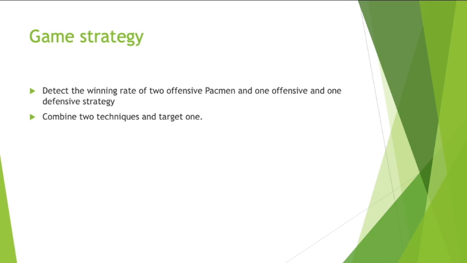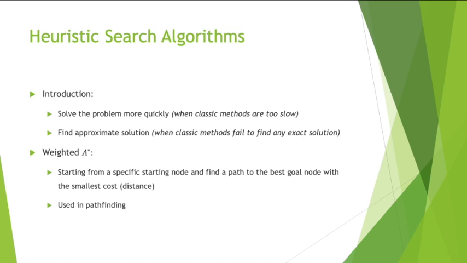Finally, we combine these two techniques and we choose two offensive agents with defensive strategy. Heuristic search algorithms solve the problem more quickly and have a large probability of finding an approximate solution. We do not stall in pathfinding because we don't consider the cost of every state generation.